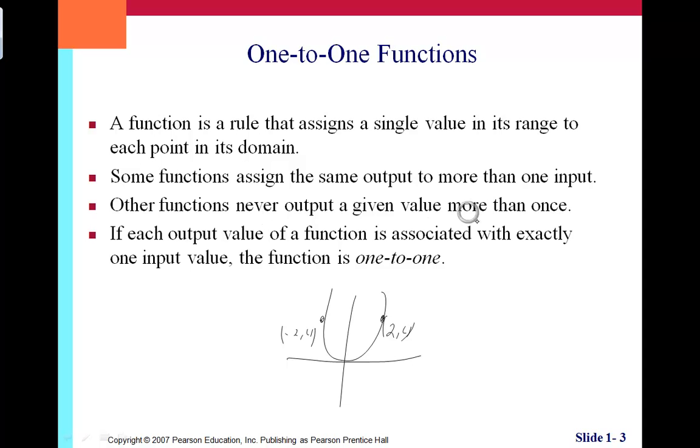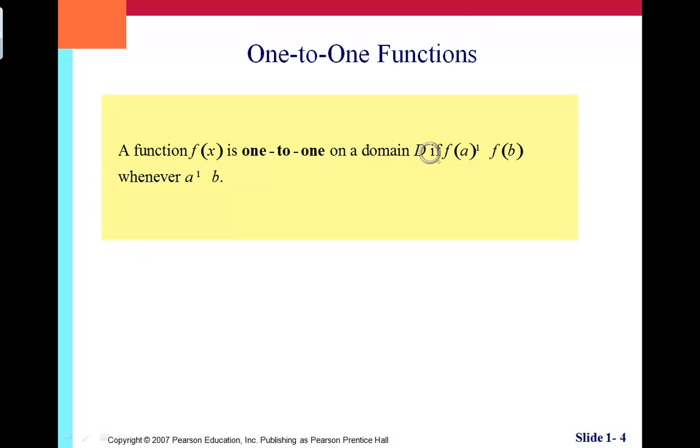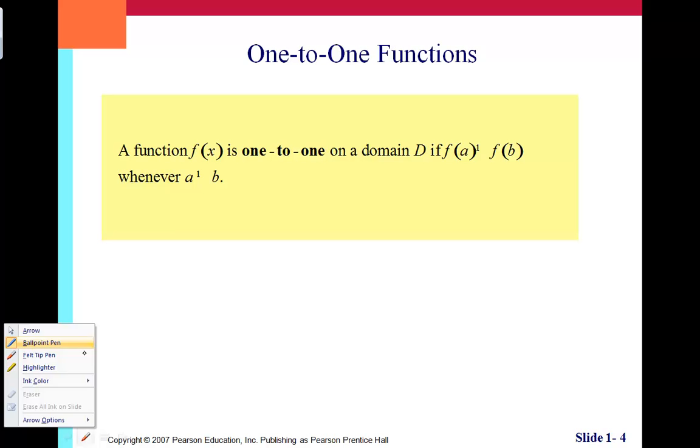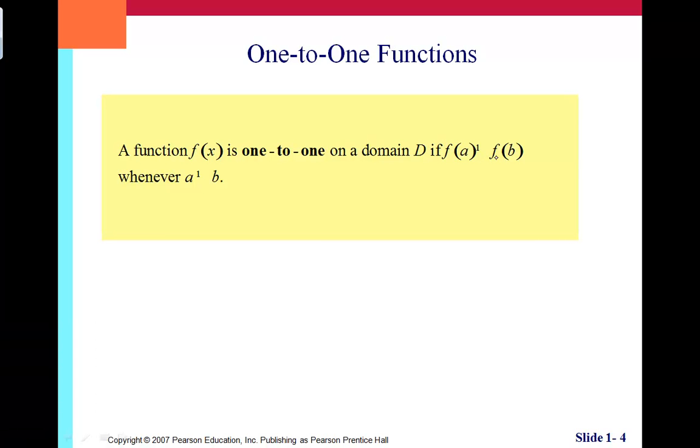So we don't want to ever have an output value occurring more than once. Each output is associated with only one input. You can't have duplicates. This is the math people definition: if f of a is not equal to f of b, then a is not equal to b. What that basically means is that the only time you can have f of a equal to f of b is if a and b are the same number. So it's kind of a trivial case.